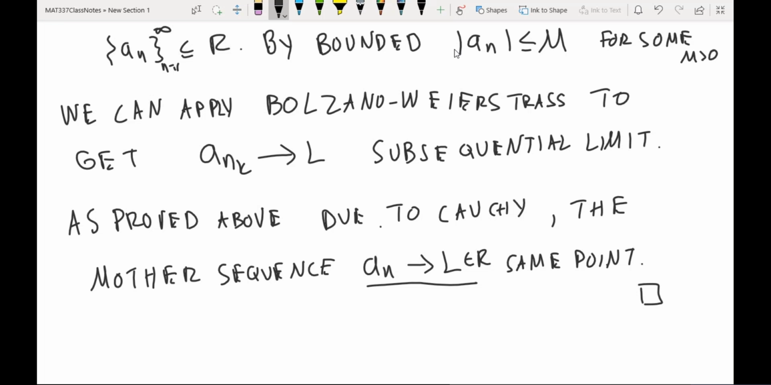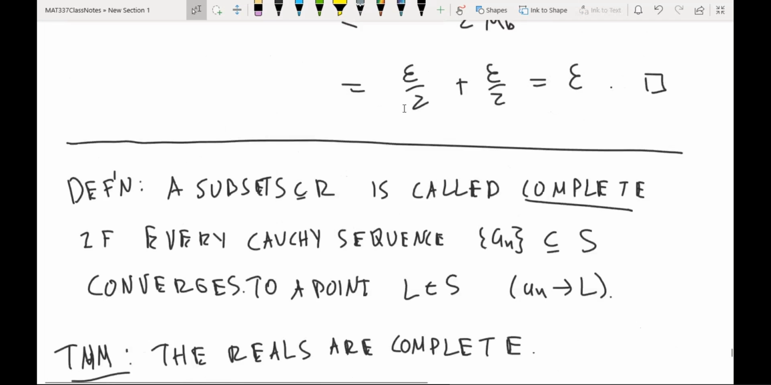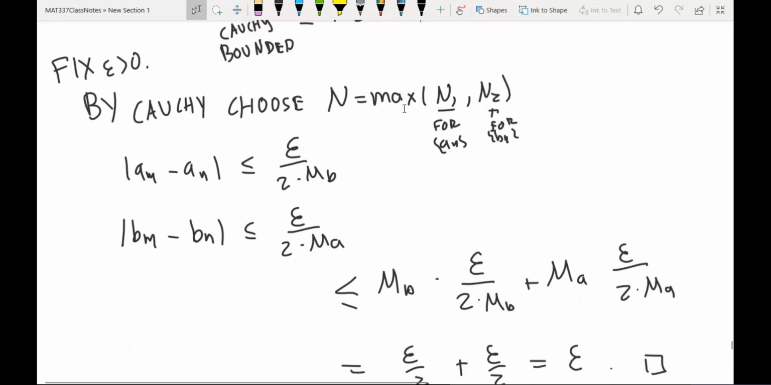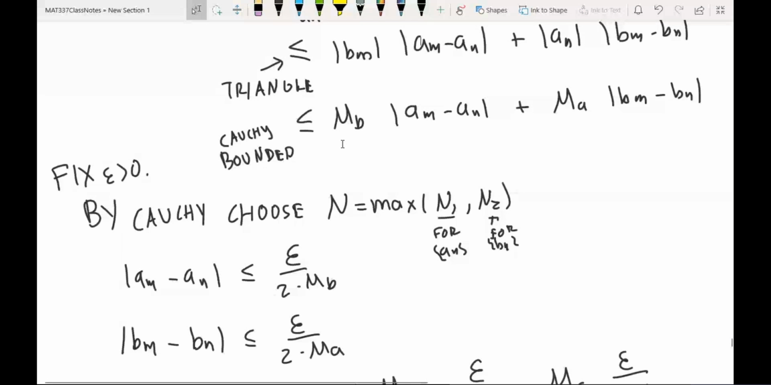Levon says, where did you get MB and MA? So right, we proved that Cauchy sequences are bounded. Levon? MB is not concrete. Is that okay? Okay, yeah. Good.